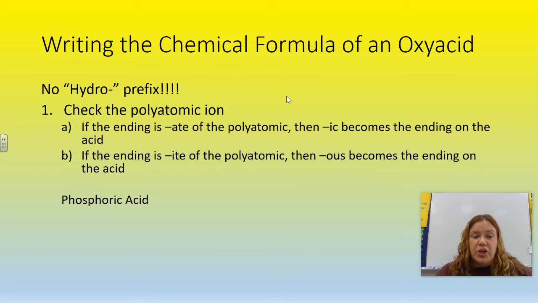We realize that there's no hydro there. So therefore, we know we have to look for a polyatomic, and the ending is ic. So we must be coming from phosphate. So therefore, we have an H with a +1 charge. Phosphate is PO4 with a 3- charge. Notice that 3- charge is on the whole phosphate ion. It's not just on the oxygen. When we crisscross, just like ionic, we're going to bring down that 3. And of course, we don't write that 1 when we bring down the 1 on the outside of the phosphate.